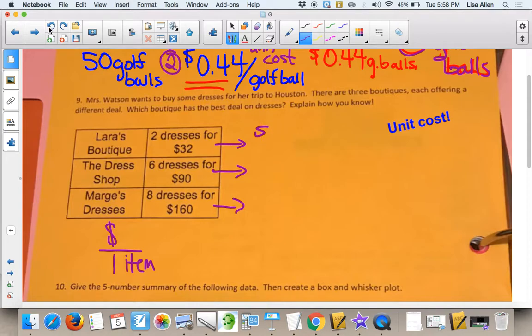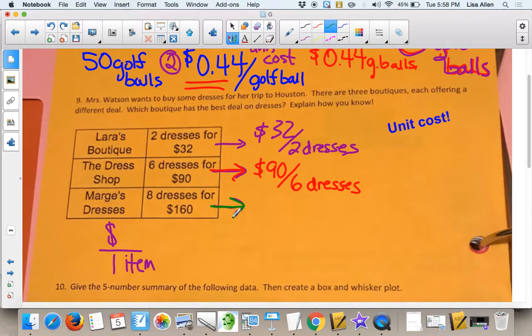I'll write this so I can fit this in here. $32 for 2 dresses. And for the next one, you have, put it in red, 6 dresses for $90, so I'm thinking $90. And these are all division problems, $90 for 6 dresses. And then the last one, I'm putting green, I have $160, that's a lot of money, for 8 dresses. And then we're just going to divide each.